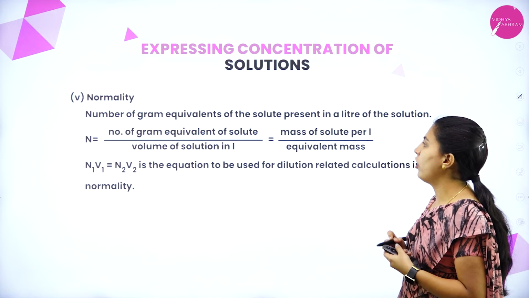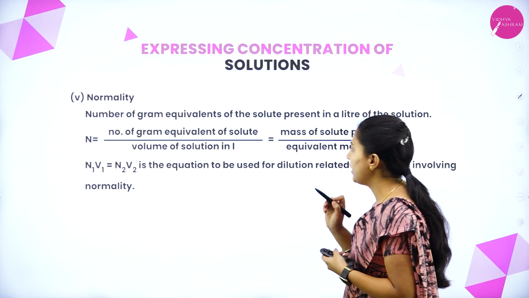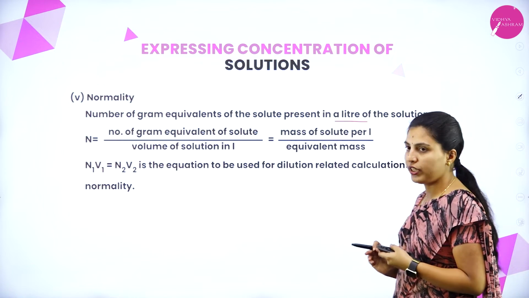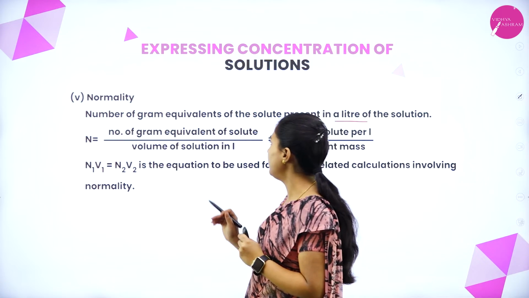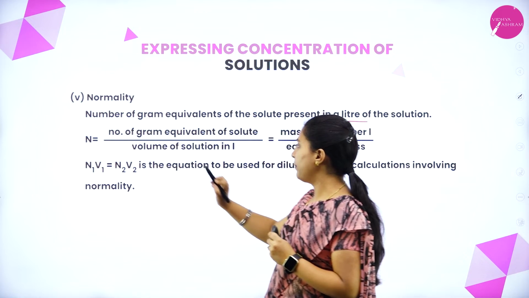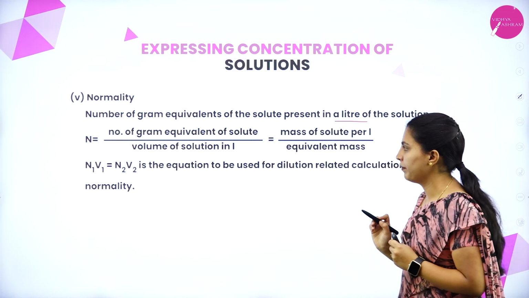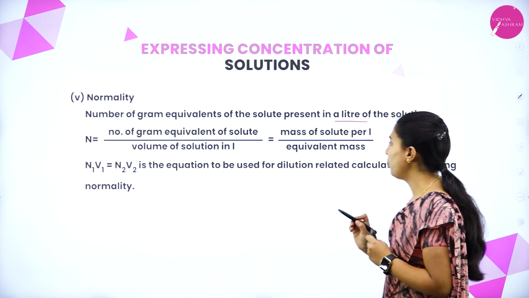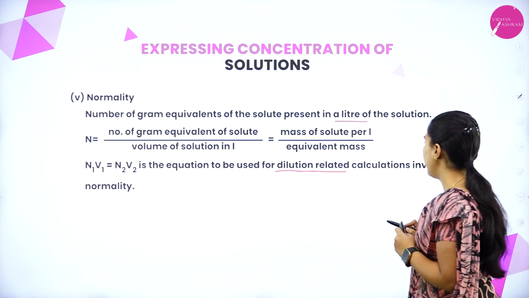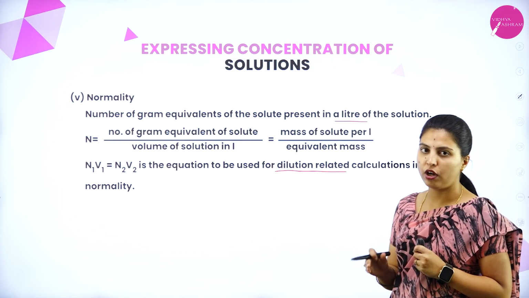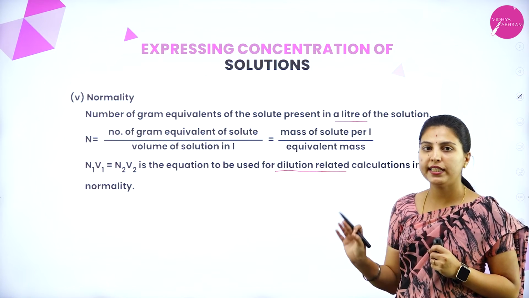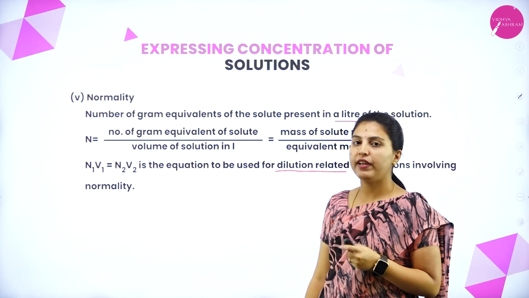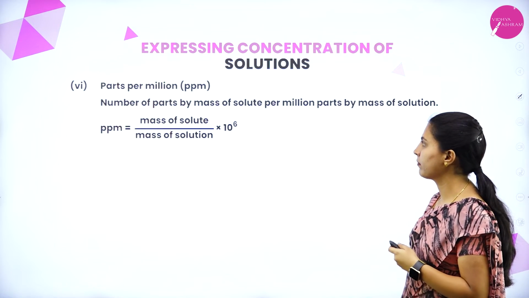Next is normality. It is the number of gram equivalents of solute present in a liter of the solution. Here it is the number of gram equivalents of solute divided by volume of solution. Same thing, N1 V1 equals N2 V2 is the equation to be used for dilution-related calculations involving normality. Molarity and normality are the same, but in molarity you are calculating the number of moles, and here you are calculating the number of equivalents.